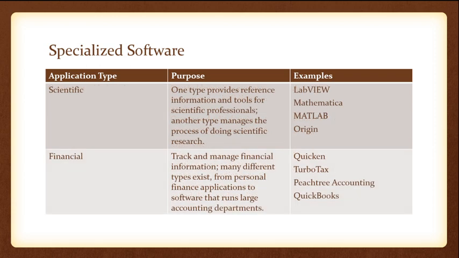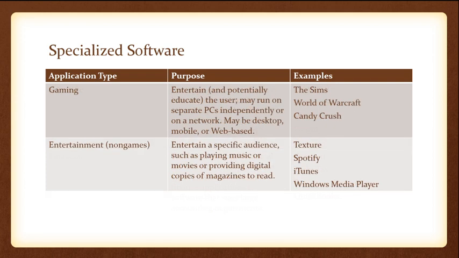Scientific profession would use something called LabVIEW, Mathematica, MATLAB, and Origin. Financial people would want to use an application such as Quicken, TurboTax, Peachtree Accounting, and QuickBooks. And even gamers. These are some old games, but The Sims, World of Warcraft, Candy Crush, or any other games out there would be used as a specialized segment of the population that they need these applications to be able to do what they want to do.